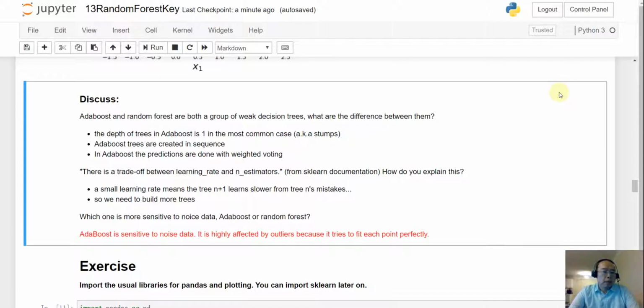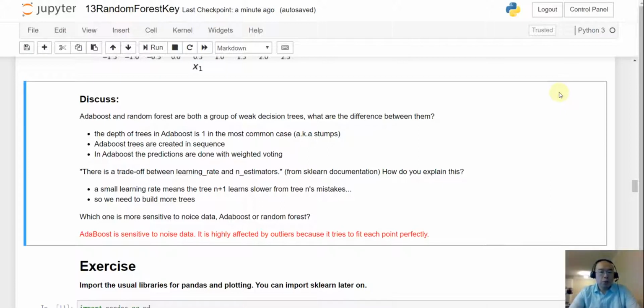And number three, in AdaBoost, after we have n estimators, when we do the prediction, we know the performances of the n predictors. So those predictors are not going to be treated equally. Those are the three differences between AdaBoost and random forest.